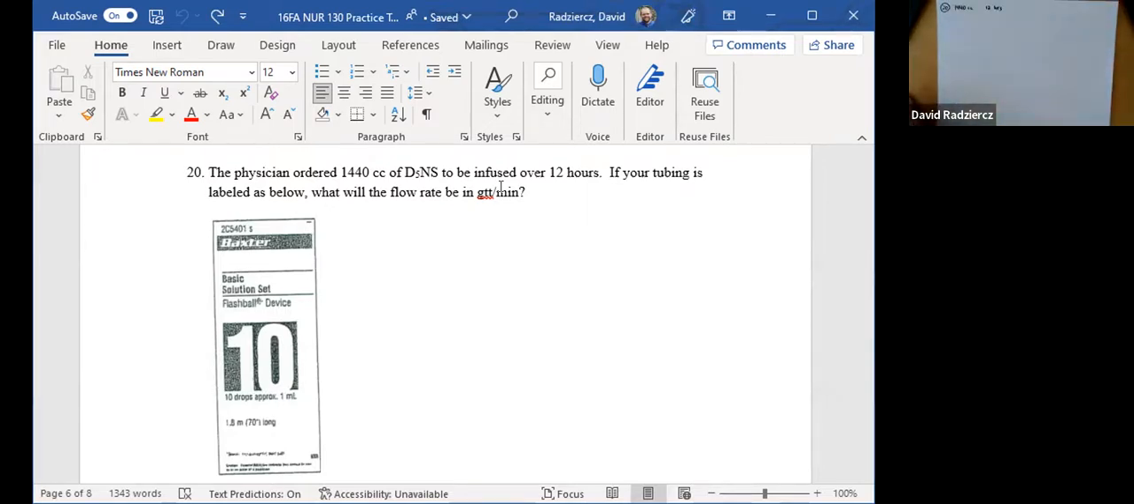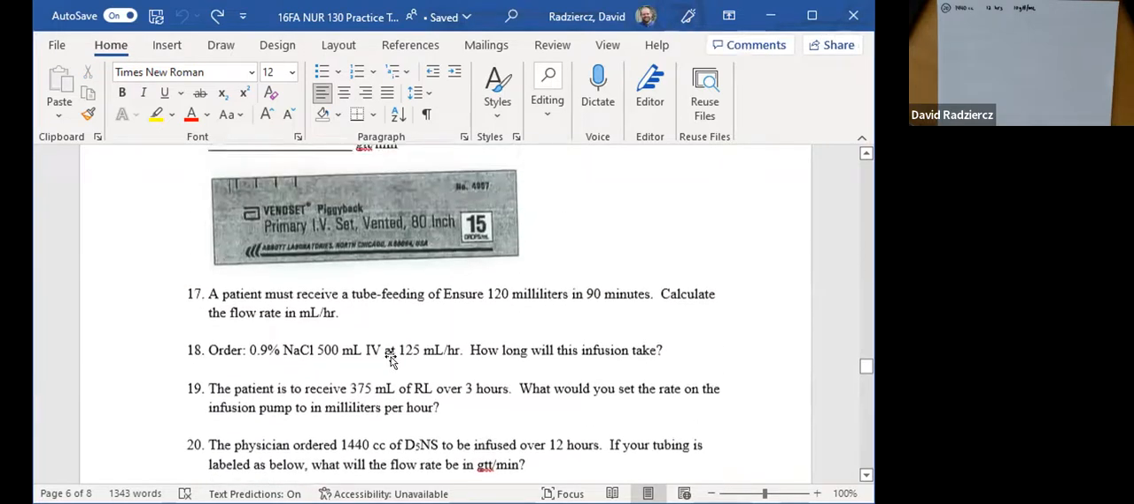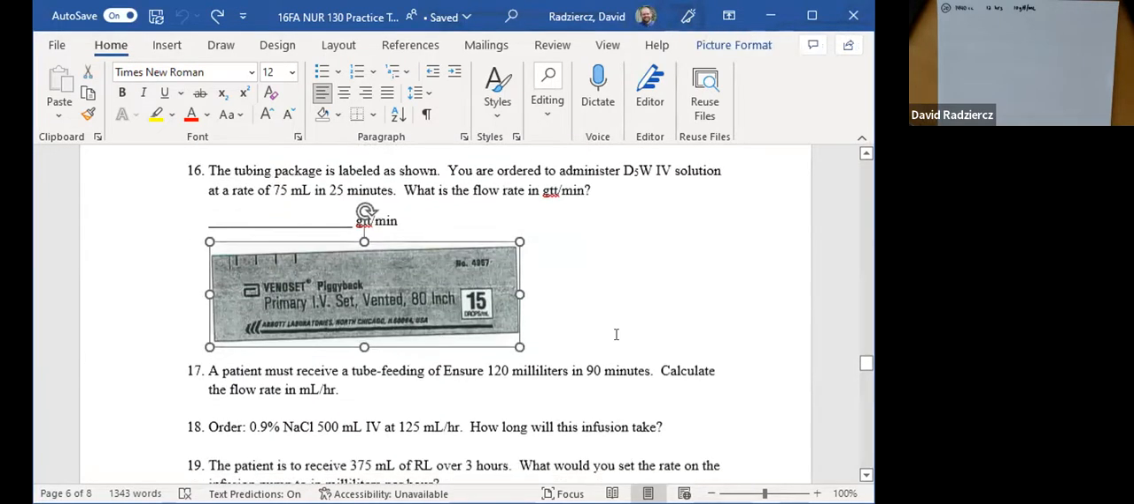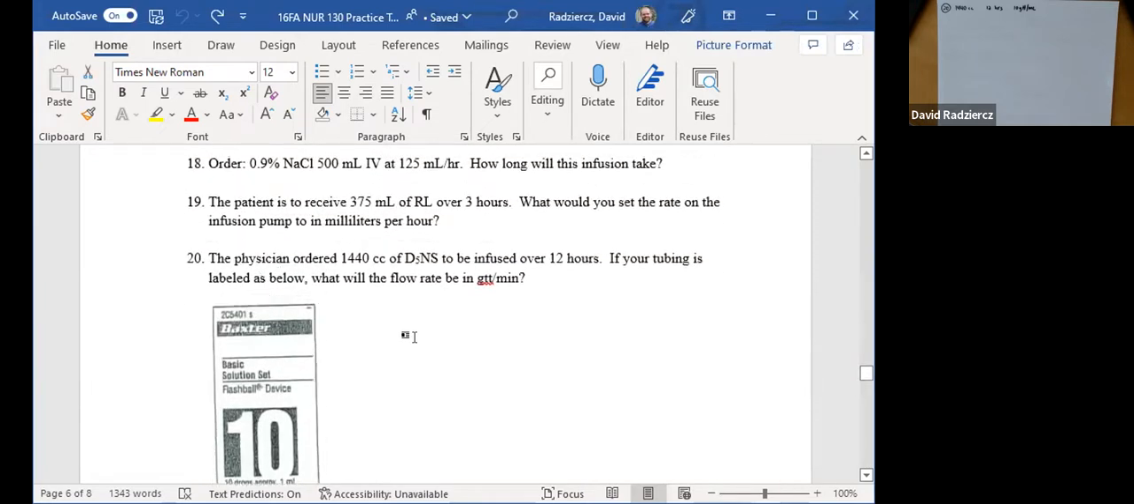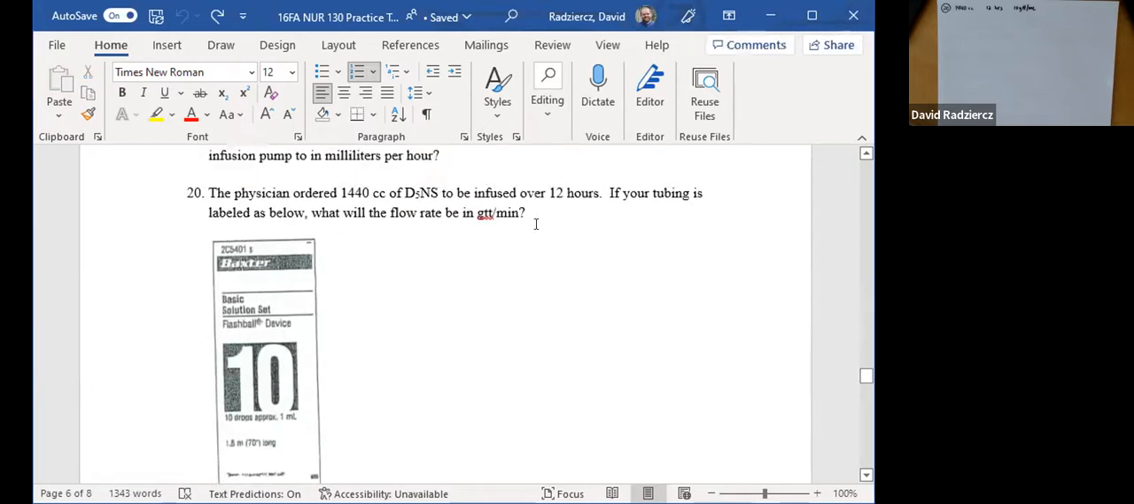We need to know, because we're looking for a drop rate, we need to know the drop factor. And that's what's written there on the picture. It says 10 drops, approximately 1 milliliter. So that's what you'd be looking for. That's usually pretty straightforward. It'll be a picture of a label with a big number on it. That one says 10. This one says 15. Sometimes they say 20, 30, 60. There could be any number of variations of that.